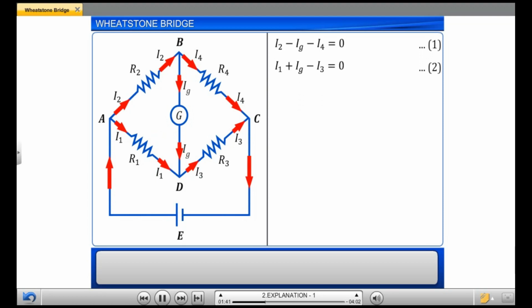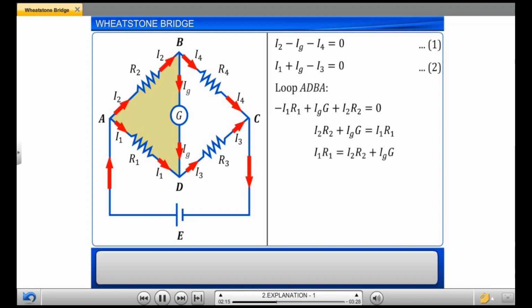Let us now apply Kirchhoff's loop rule to the two closed loops, ADBA and CBDC. Loop ADBA. Across points A and D, by applying the rule, we get minus I1 R1 plus IG G plus I2 R2 is equal to 0. On simplifying, we get I1 R1 is equal to I2 R2 plus IG G. Let this be equation 3.